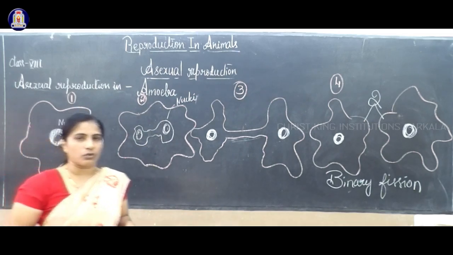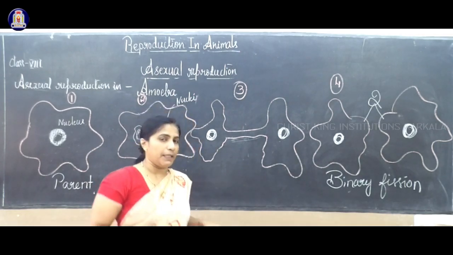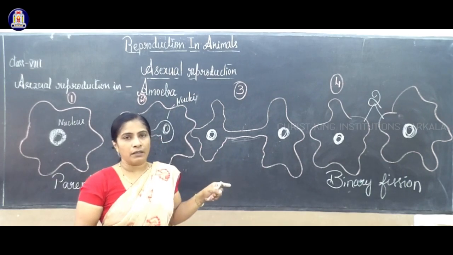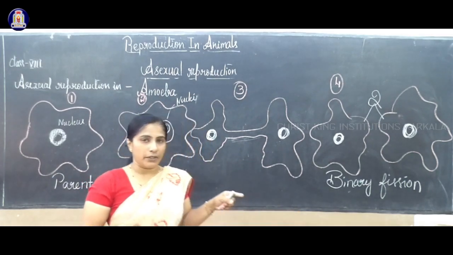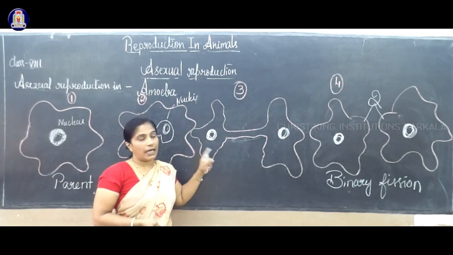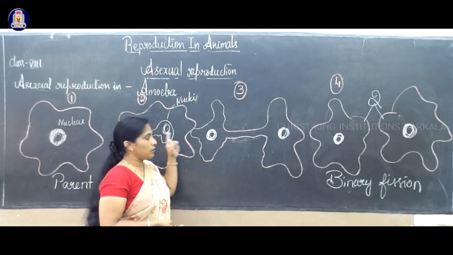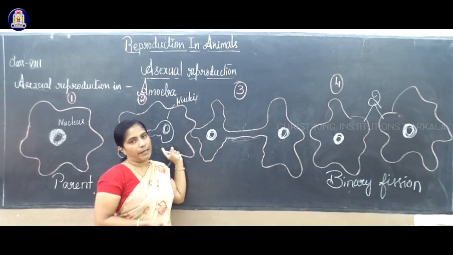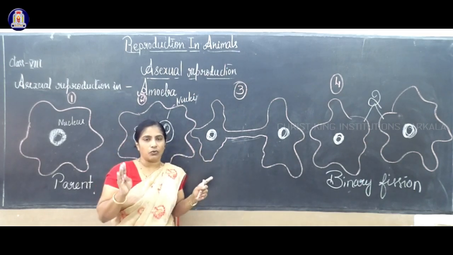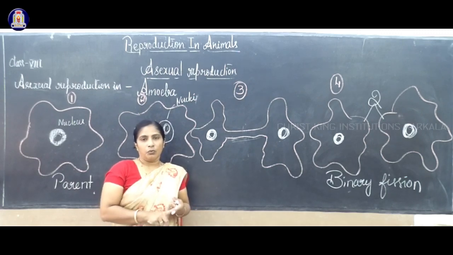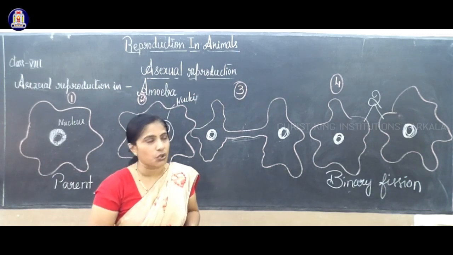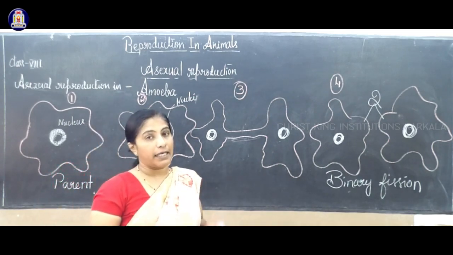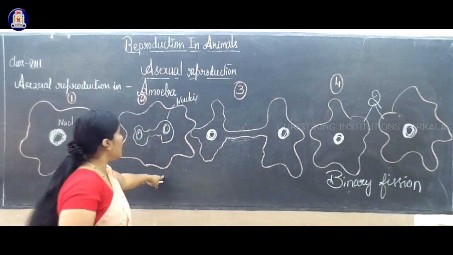Here there can also be an application-level question: justify. For example, a student is observing a slide under a microscope. He or she can observe the division of a cell into two, a shapeless organism. In that case, you have to justify the answer. First, which reproduction? It is asexual reproduction. Second, which process is it? Binary fission. So this is in amoeba.